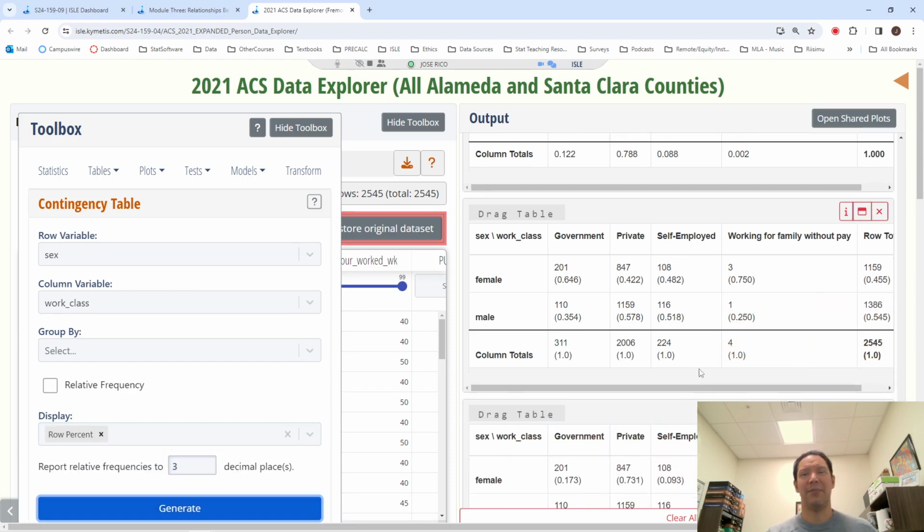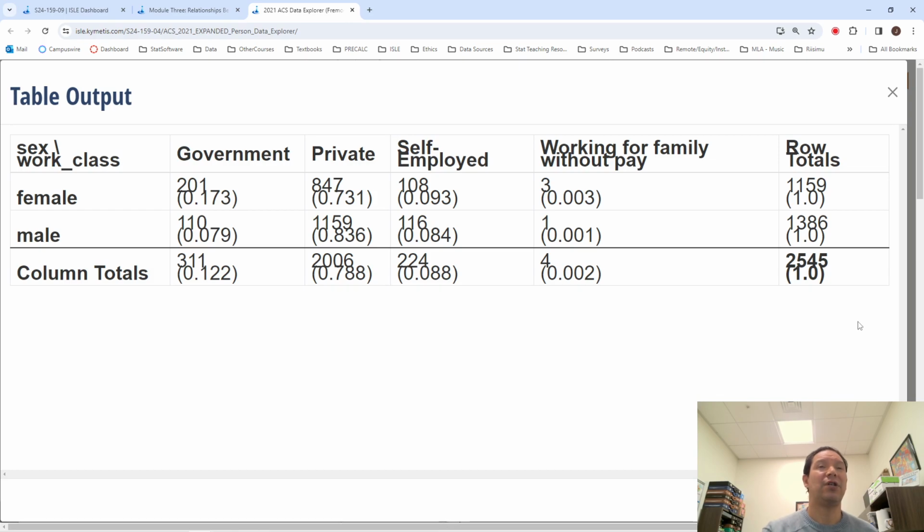Now, this is a complicated matter, but the question should always be like, what percent of females work for the government? What percent of males work for the government? What percent of males work privately? What percent of females? So it's like we're looking at females independently, and we're calculating the percent of females that are self-employed, the percent of females that are privately employed, the percent of females that are governmentally employed. That's the way we run it, because then you can compare the percentages. 17.3% for women versus only 7.9% for males. Hope that makes sense here.